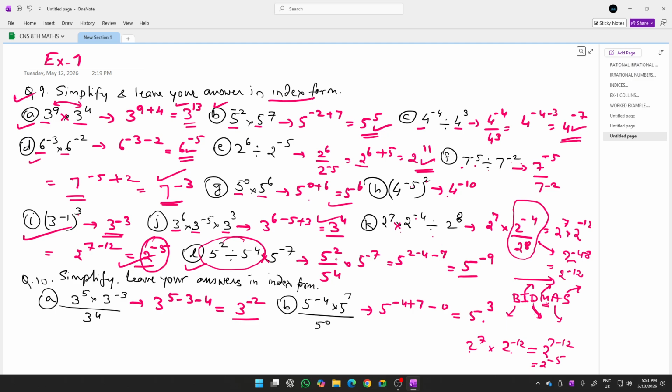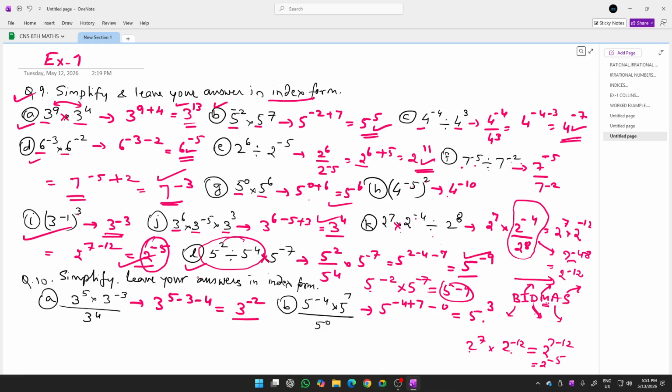This I will perform fast. This will be 5 raised to 2 minus 4. And 2 minus 4 is how much? 5 raised to 2 minus 4 is minus 2. Then you have to multiply with the third term, which is 5 raised to minus 7. And because it is a product, you will have to add the indices. So this will be 5 raised to minus 2 minus 7, which is minus 9. This is how you get the answer, 5 raised to minus 9.